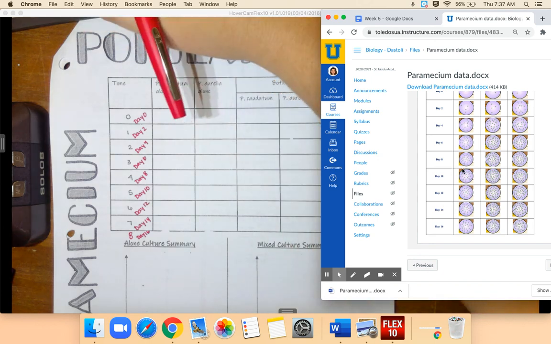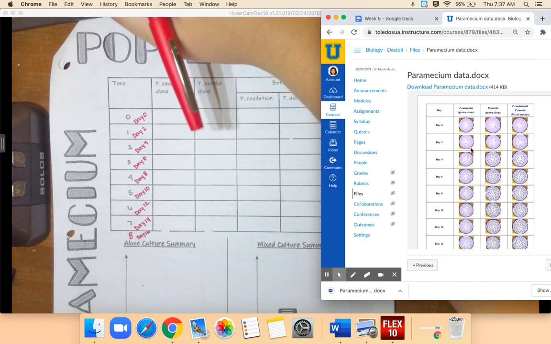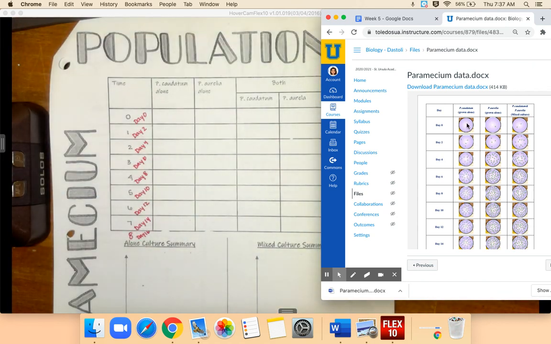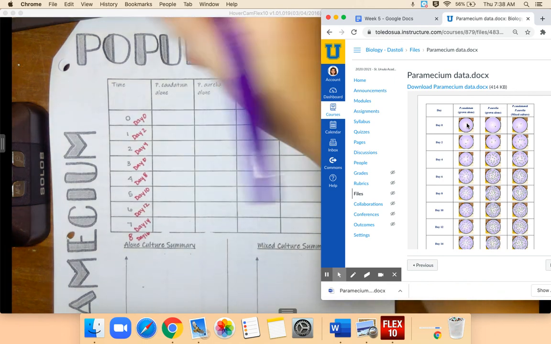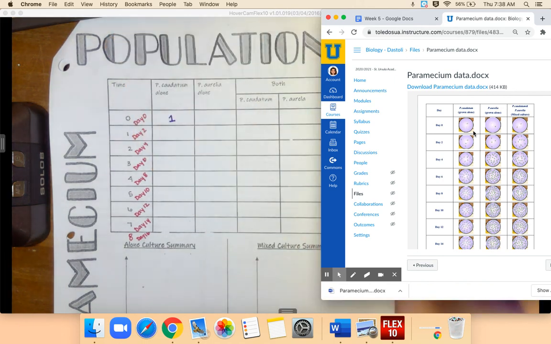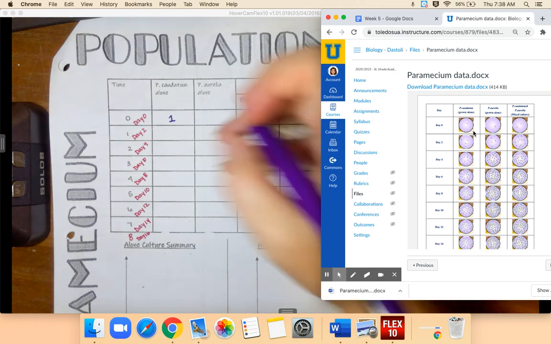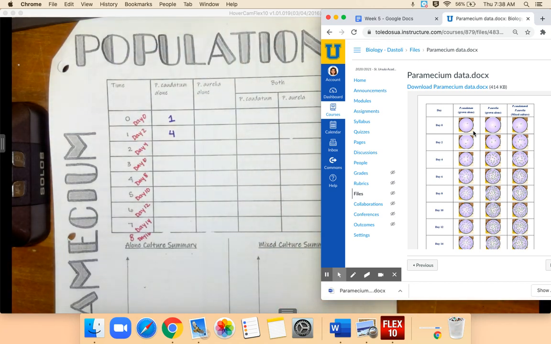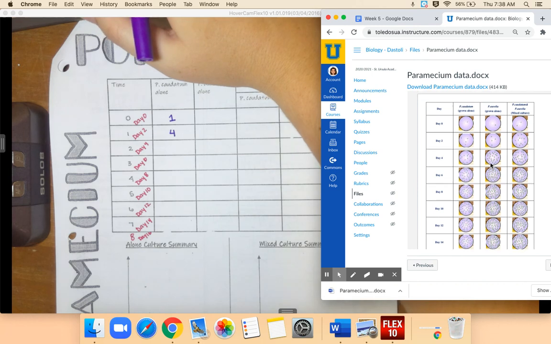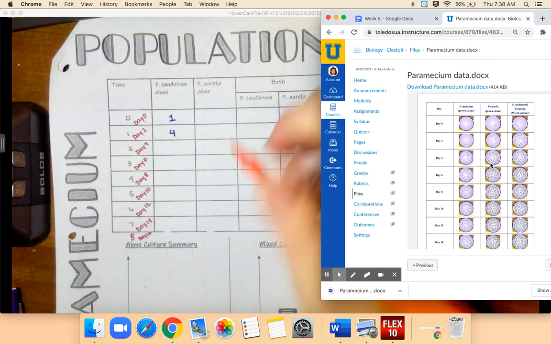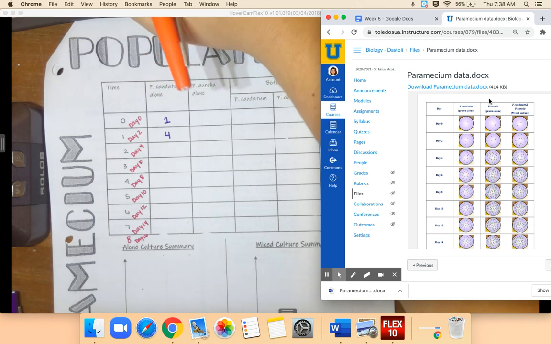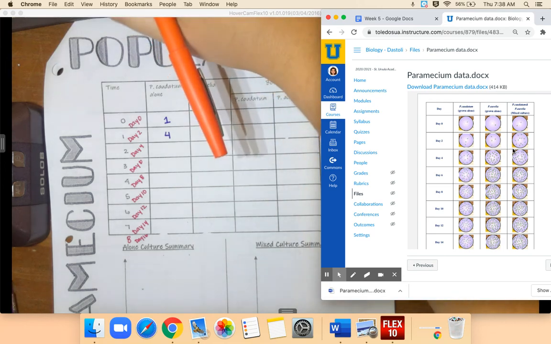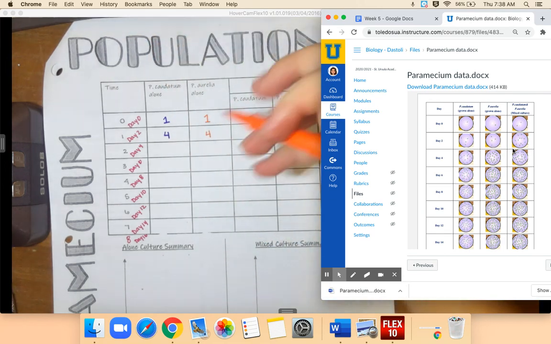And you're going to count how many there are in each of these different days. So for the PC day 0, there's only 1. Then for day 2, or time 1, there is 4. And you're going to do that for each of the days. You're going to do the same thing for PA, which is over here. Again, it looks like there's 1 to start, and then there is 4, and so on and so forth.